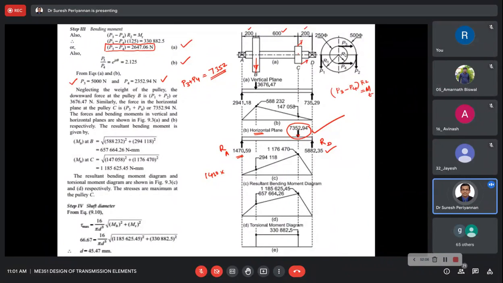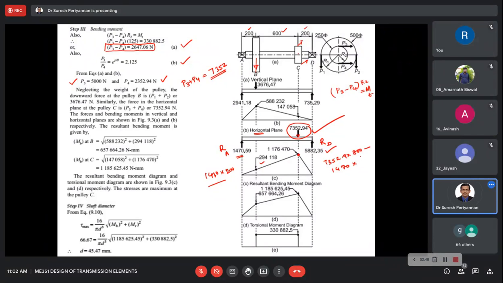See here, 1470 into 0.2, 1470 into 200, so it will come approximately 294118. Similarly here, 7352.9 into 800 minus 1470 into 600. Oh, sorry. Here, yes. Am I correct or wrong? Correct, na? Is it correct or wrong? Into 800.